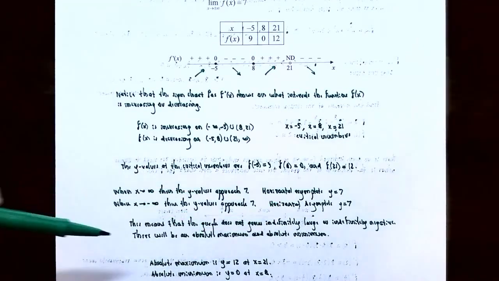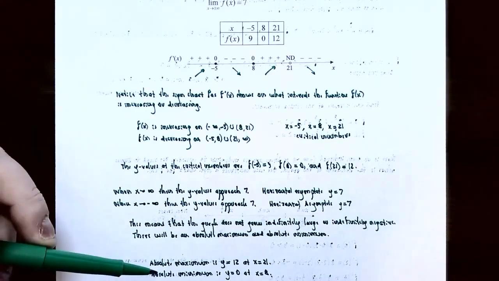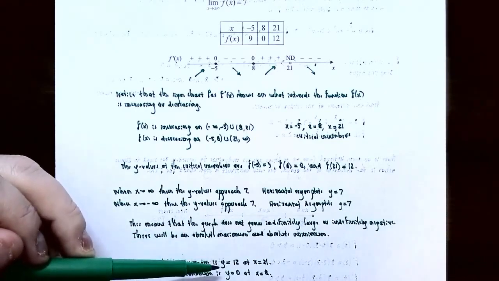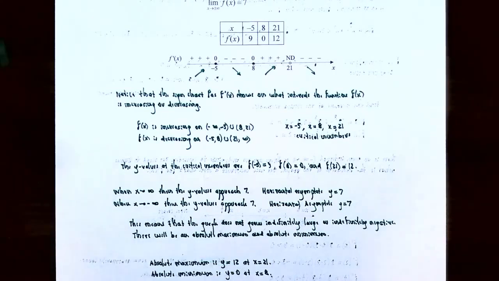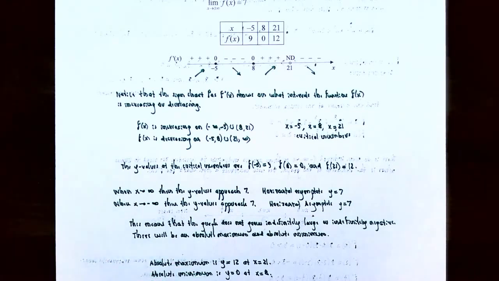So what this means is that the graph does not grow arbitrarily large whenever x approaches infinity, and it does not go more and more negative whenever x approaches negative infinity. The y values are approaching 7 on the ends of the graph. So we can find the absolute maximum and absolute minimum now. The absolute maximum occurs at y equals 12. That's the largest y value that the graph will attain, and it occurs at x equals 21. And the absolute minimum will be y equals 0, and that occurred at the critical number x equals 8.